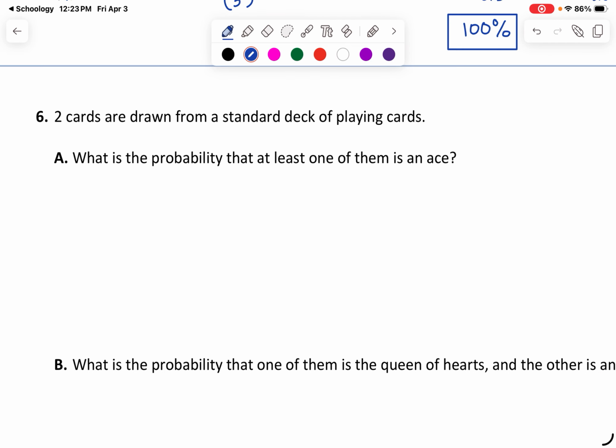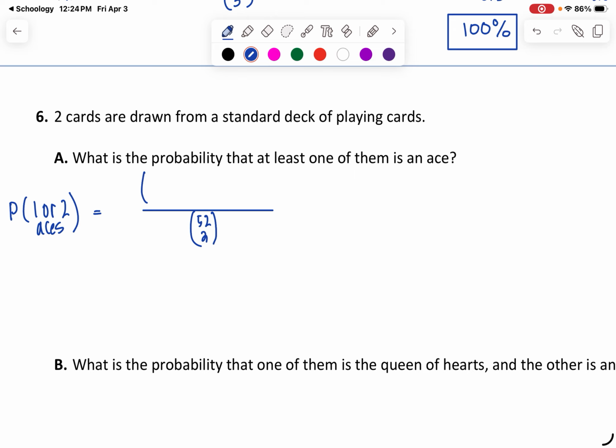All right, let's talk about cards again. We're drawing 2 cards from a standard deck of playing cards. So my denominator, from the 52 cards, I'm choosing 2. What's the probability that at least one of them is an ace? At least one is an ace means that 1 or 2 of them are aces. So once again, my denominator is 52 choose 2.